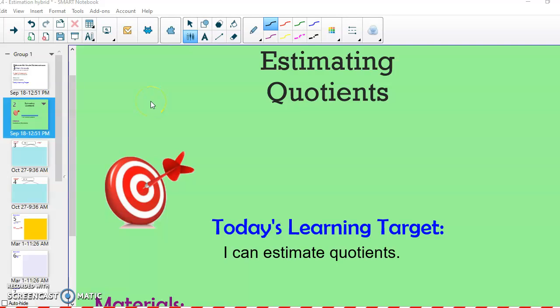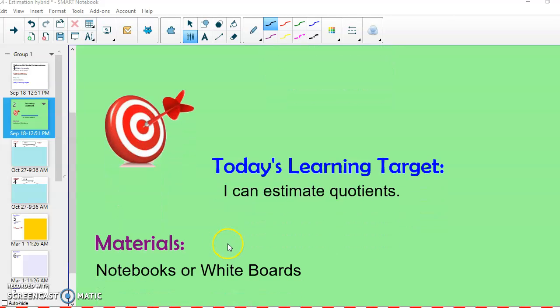Today we are going to be talking about estimating quotients. So today's learning target is I can estimate quotients. You will need a notebook to write in, or a whiteboard to do your math work in.